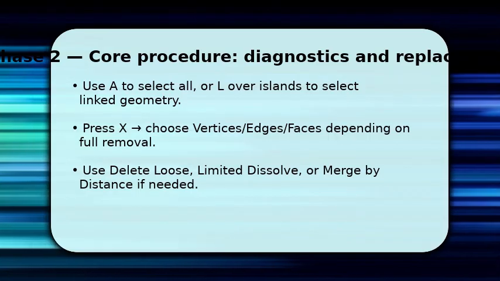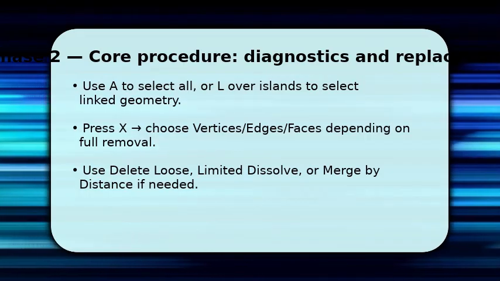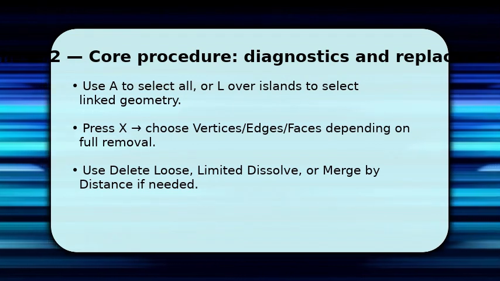If small artifacts remain, run merge by distance or delete loose to clean up stray verts. These steps remove the geometry while keeping object transforms intact. This matters for future modifiers or parented objects, so be deliberate with your selection method.